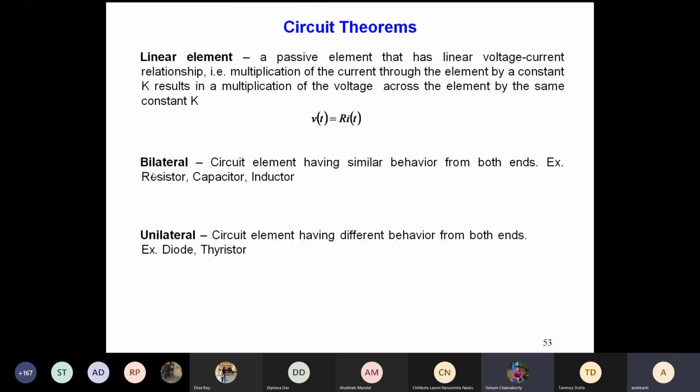Sir, how will we classify a transistor here? You tell.